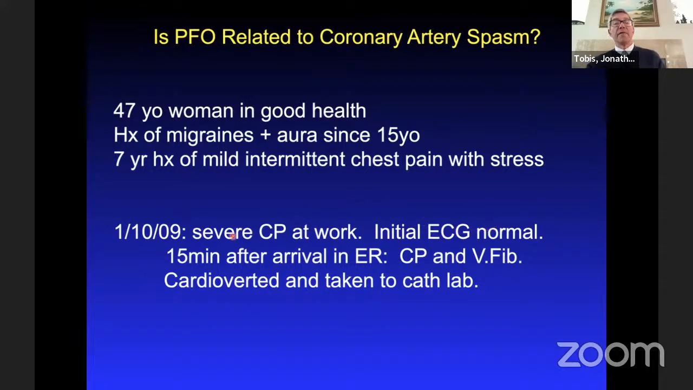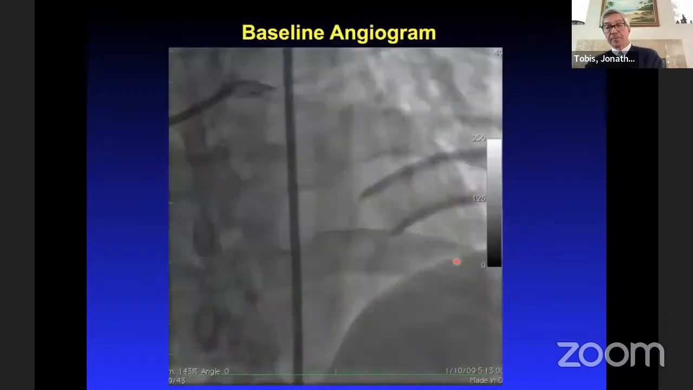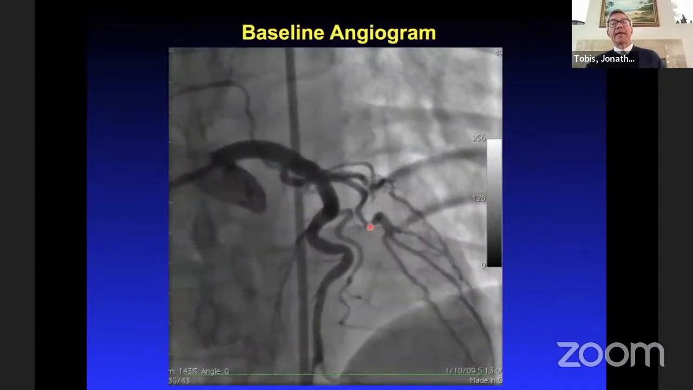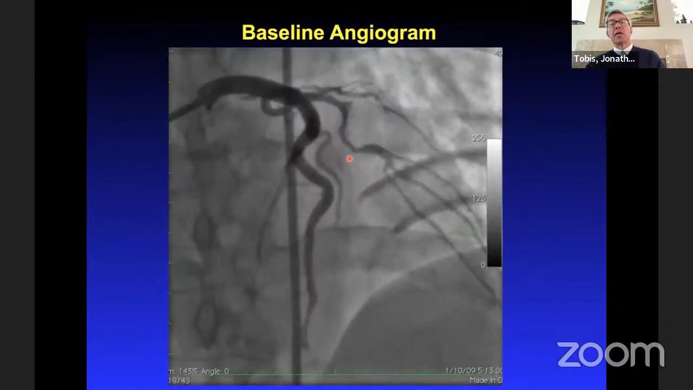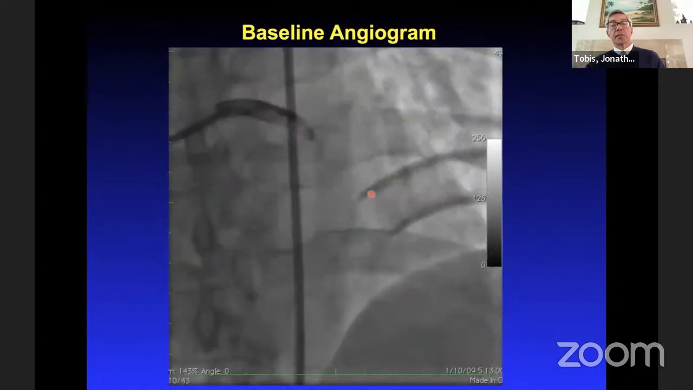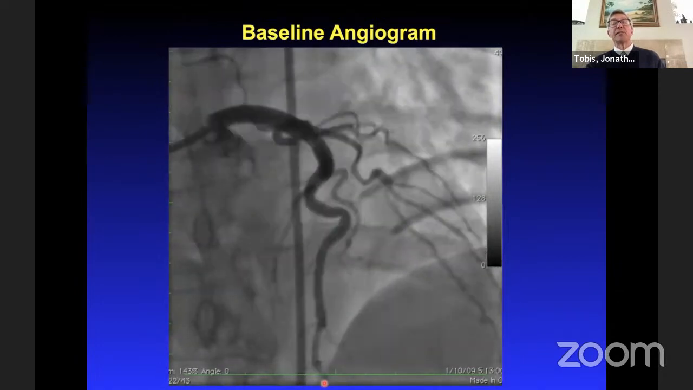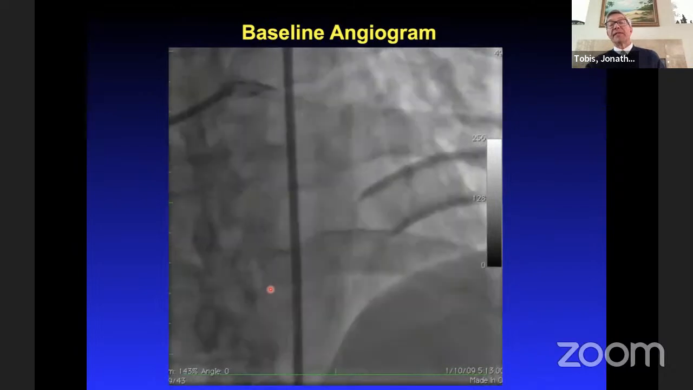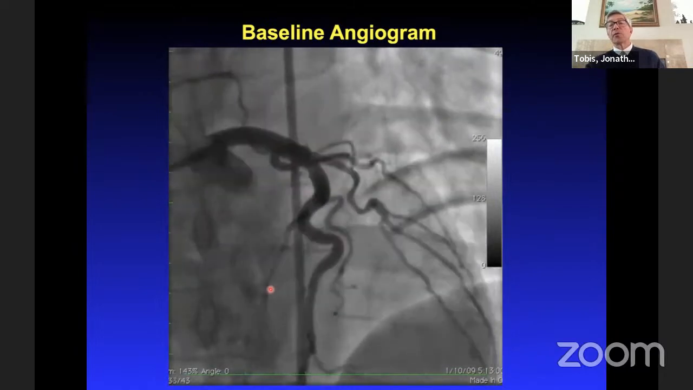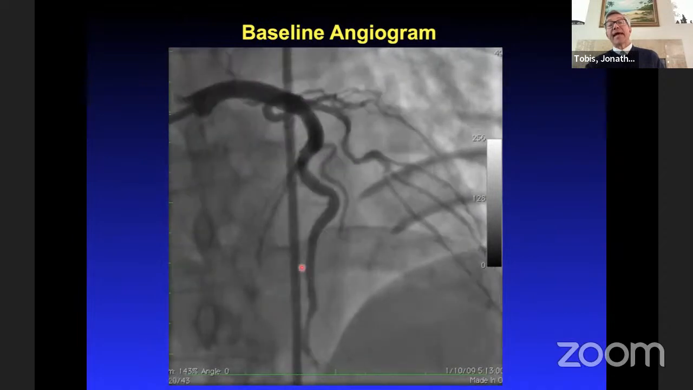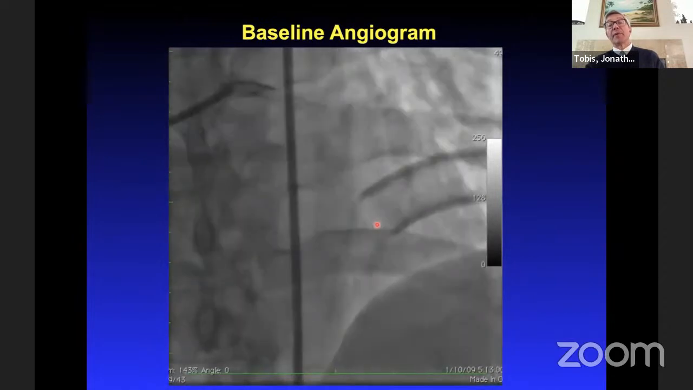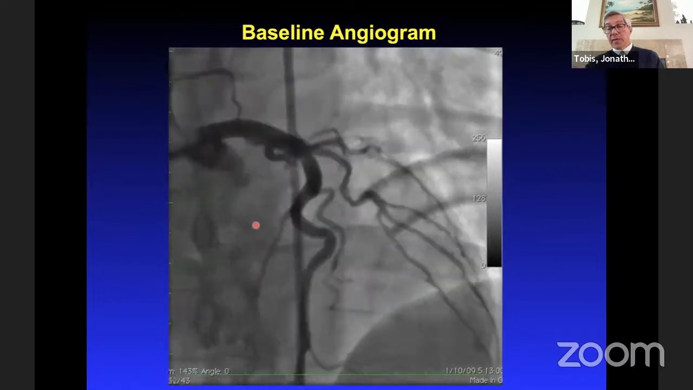ECG is normal. 15 minutes after she arrives in the ER, she has recurrent chest pain and goes into ventricular fibrillation. They shock her, they take her to the cath lab. This is her angiogram. You see this diagonal vessel. They thought this was coronary artery disease. You can't see it too well here, but there's some distal LAD stenosis as well. They did not give her nitroglycerin. They assumed this was coronary artery disease, and they actually tried to stent this vessel, but they couldn't get a stent down, so they stopped.